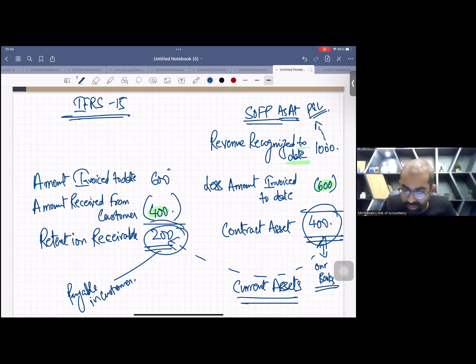So this 200 receivable is in our books and 200 payable is in the customer's books. But this contract asset is our internal working. Okay. It's sort of a prepayment. You just assume it as a prepayment, or we did this investment on the project, right? So these are two different things. Normally in the exam, they ask contract asset. Okay.